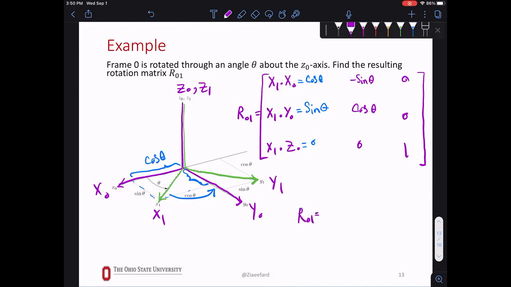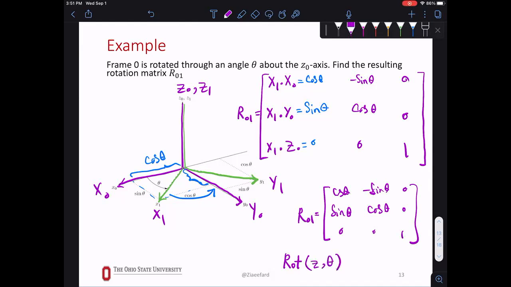Now R01 is cosine of theta, sine of theta, 0, negative sine of theta, cosine of theta, 0, 0, 0, 1. We also can show this as rotation about z by theta, or Rz theta. This is the rotation matrix when you rotate about the z-axis, always. So basically you will have rotation about all three of our axes, right? And you will know what they are. You just have to remember.